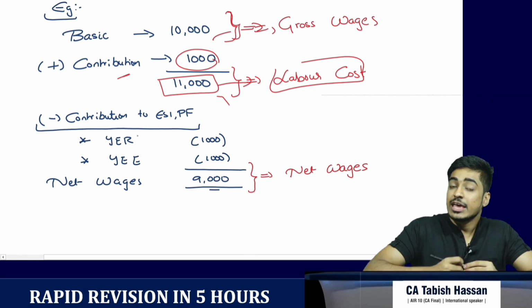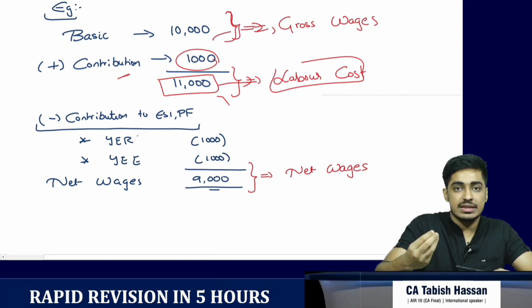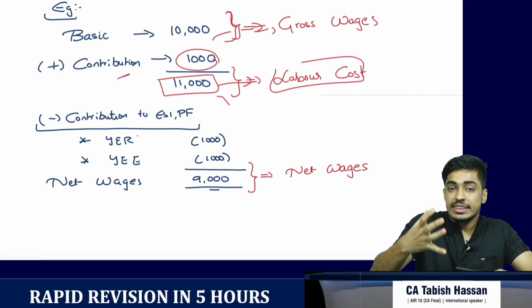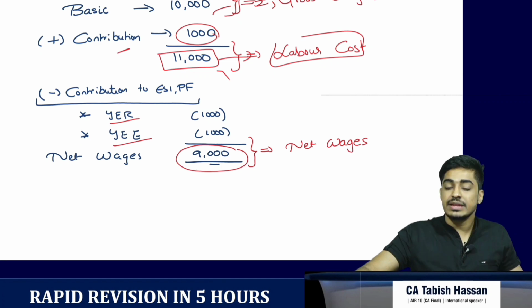Again, the employee should also contribute some amount to the ESI/PF, say 1,000 rupees again. That also he reduces from the salary and only the balance amount he pays to government. So we reduce the employer contribution and employee contribution, and then we get the net wages. Clear? With this, we have ended the chapter labor cost.